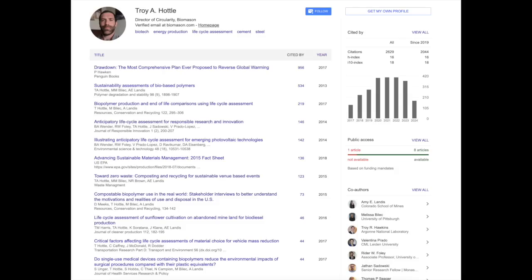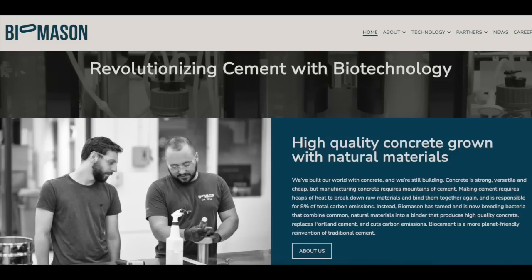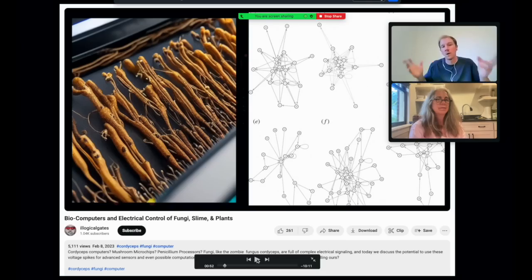Biomason is interested in this specifically for military applications, because of transporting concrete when you set up a forward base in a military situation, moving the concrete to set up fortifications and put posts in the ground. So what if we could grow our own concrete? That's sort of the premise of Biomason.